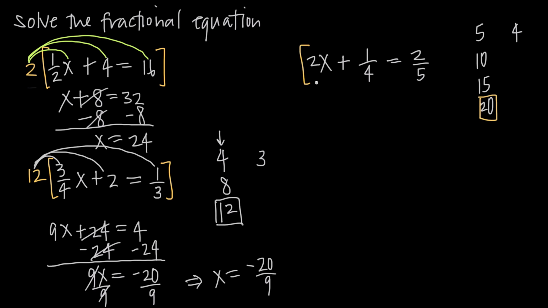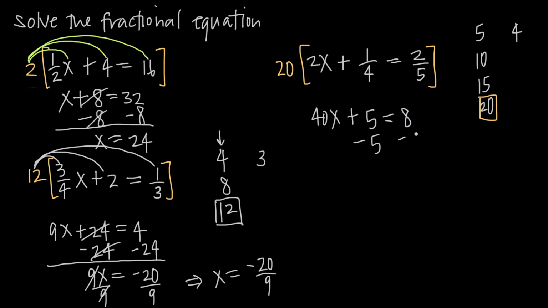which means we need to multiply both sides of this equation by 20. Now we'll use our distributive property and distribute 20 across all three of our terms. 20 times 2x is 40x. 20 times 1/4 is 20 times 1, which is 20, divided by 4, which is 5, so we get plus 5. And then equal to 20 times 2 is 40 when we do the numerators. 40 divided by 5 is 8, so we get 8 over here.